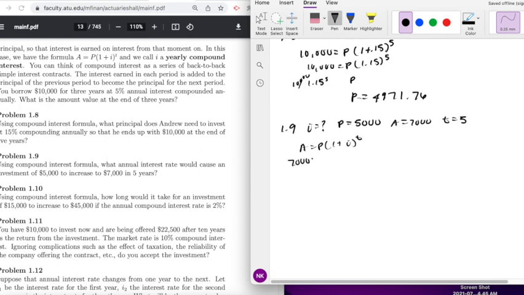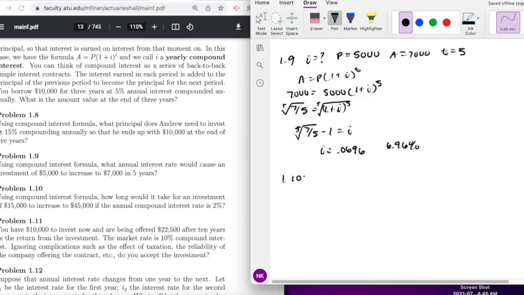Noting our formula, A equals P (1 + I)^t. A is 7,000 equals 5,000 (1 + I)^5. We're going to divide by 5,000 first. So you get 7/5 equals (1 + I)^5. So we take, not the square root, but the 5th root, and after we do that, we subtract 1. So the 5th root of 7/5 minus 1 equals I. So the interest rate is 0.0696, or 6.96%.